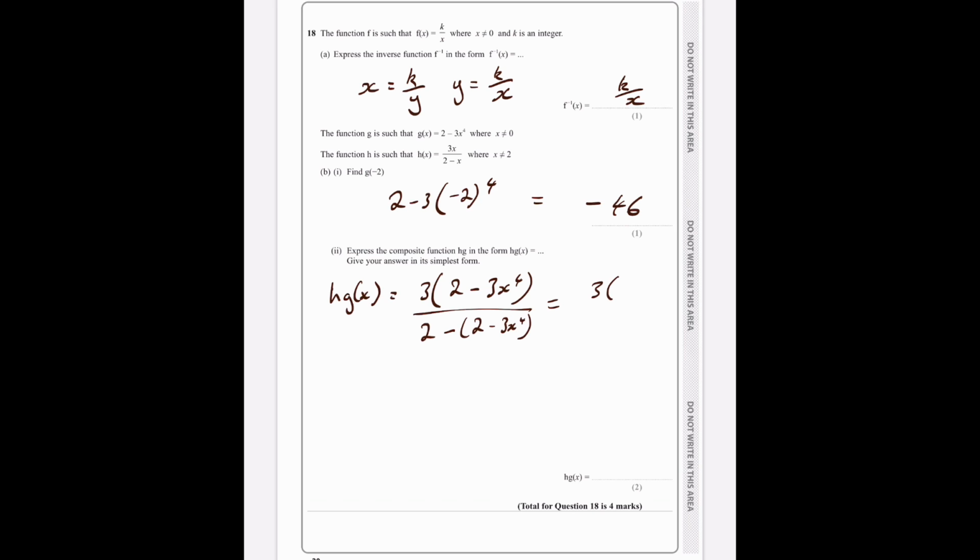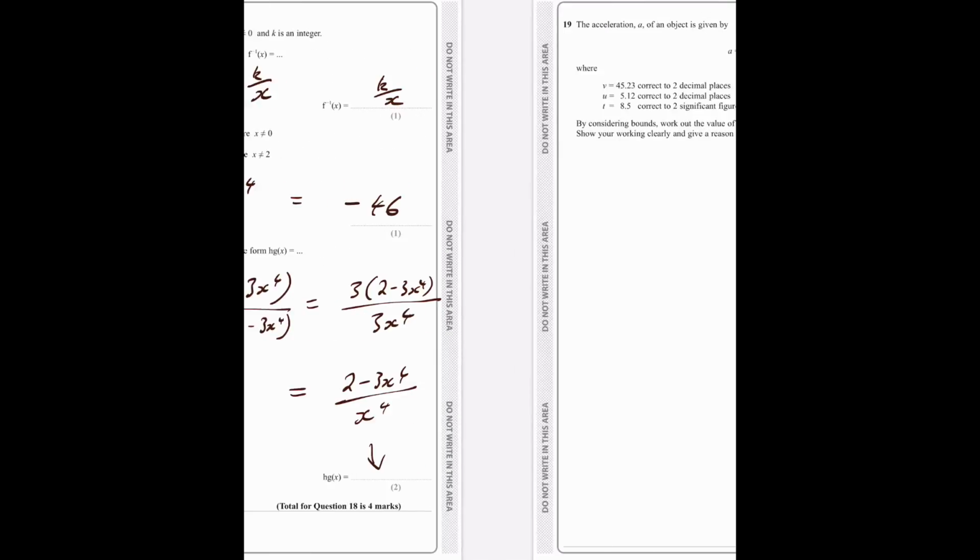The denominator simplifies quite nicely, the 2's cancel, and then you're subtracting negative 3x to the 4, which just leaves us with 3x to the 4. I haven't done anything with the top because I can cancel the common factor of 3 at the top and the bottom, leaving me with 2 minus 3x to the 4 over x to the 4, which is my simplified composite function.